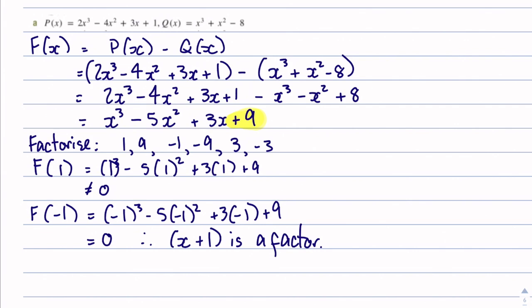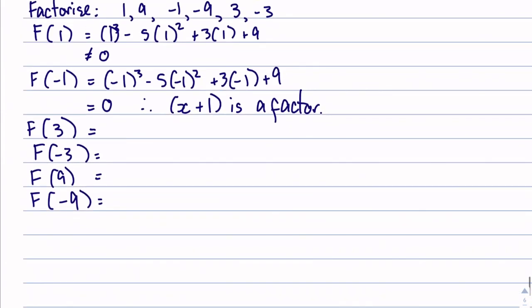Okay, let's try all the rest. f of 3, f of negative 3, f of 9, f of negative 9. We're going to try all of these to see what comes out as factors. And we discover that plus 3 equals 0, but none of the others do.